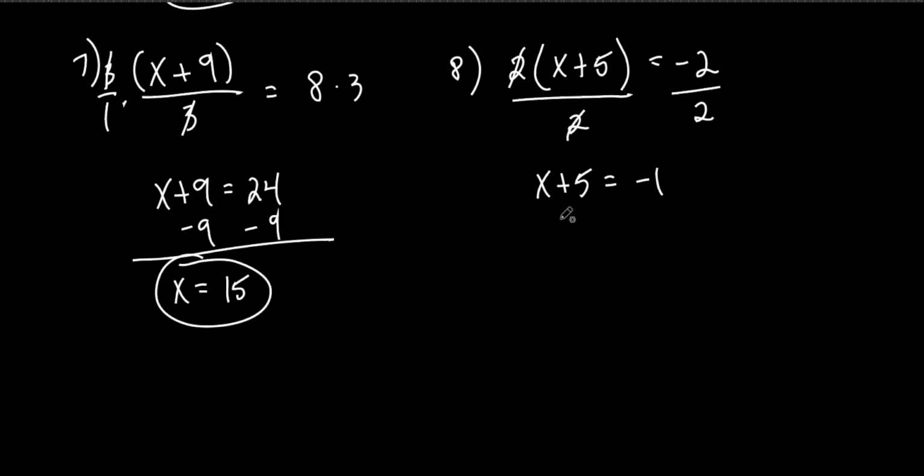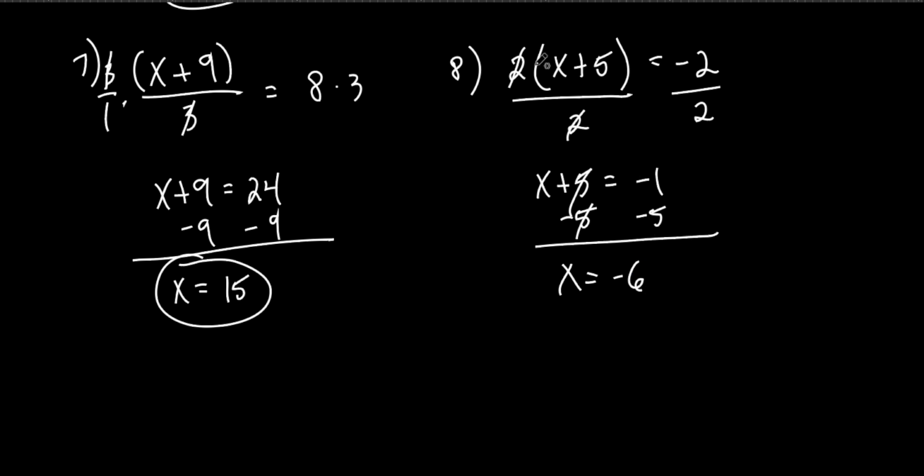All right. Now we subtract 5 from both sides. That cancels. X is, what's -1 minus 5? This was on the last test. It's -6. You got to know how to do that. Okay? So that's your answer.